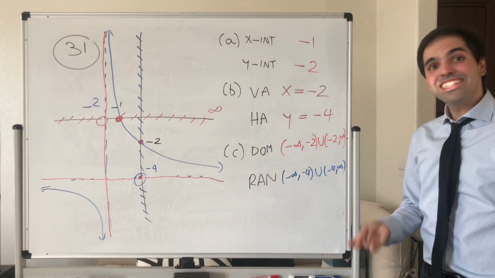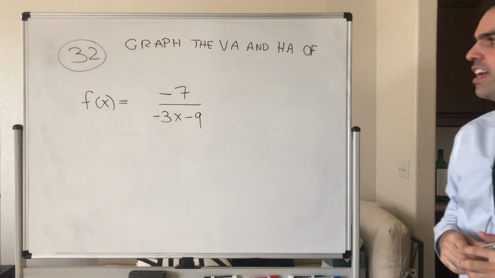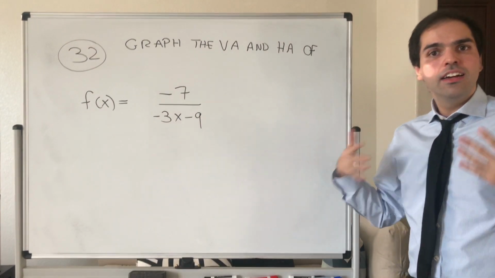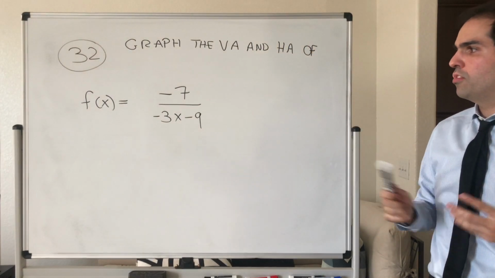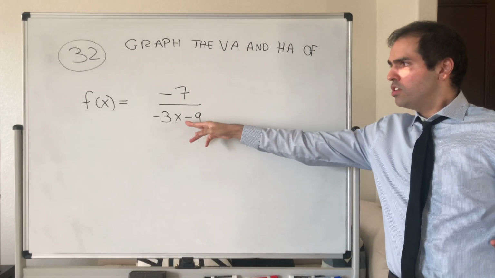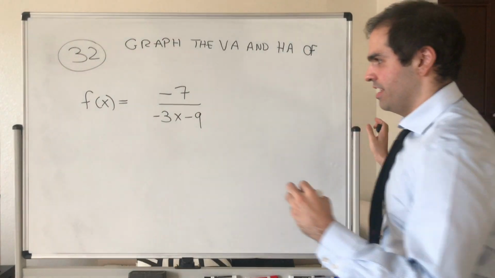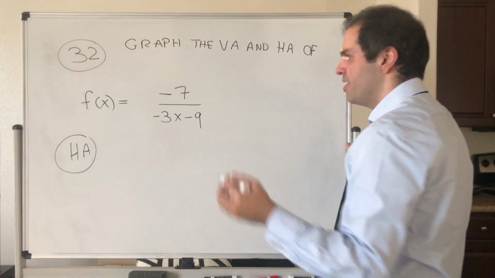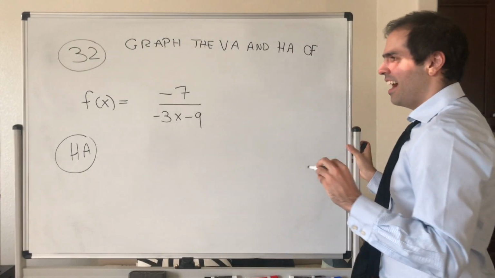All right, next question, almost done. Suppose you have this formula f of x equals minus 7 over minus 3x minus 9. The question is, what are the vertical asymptotes and the horizontal asymptotes for this function? Now, for the horizontal asymptote, all you need to do is plug in x equals plus infinity and minus infinity. Again, it's not quite rigorous. You'll see the rigorous way of doing it in calculus.